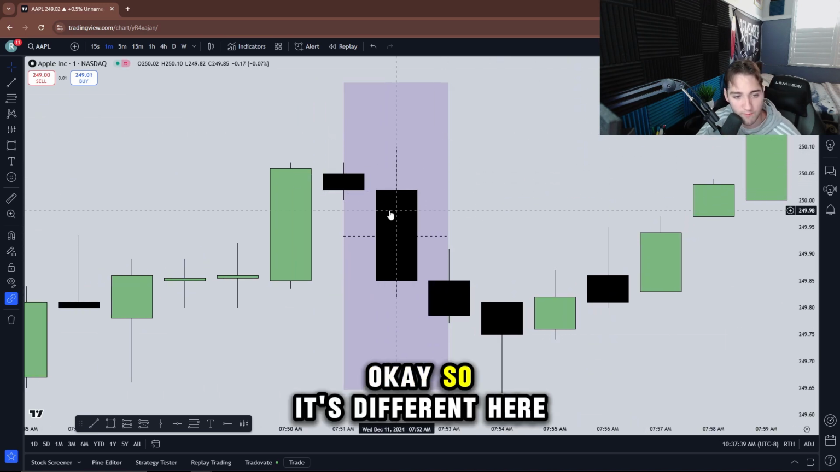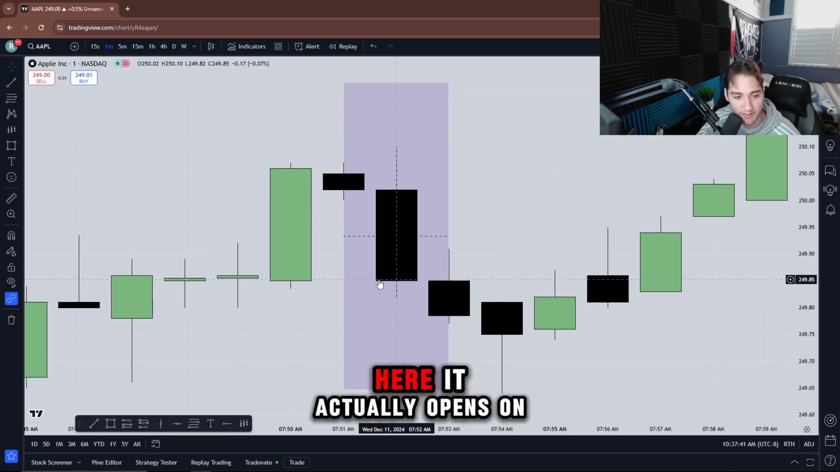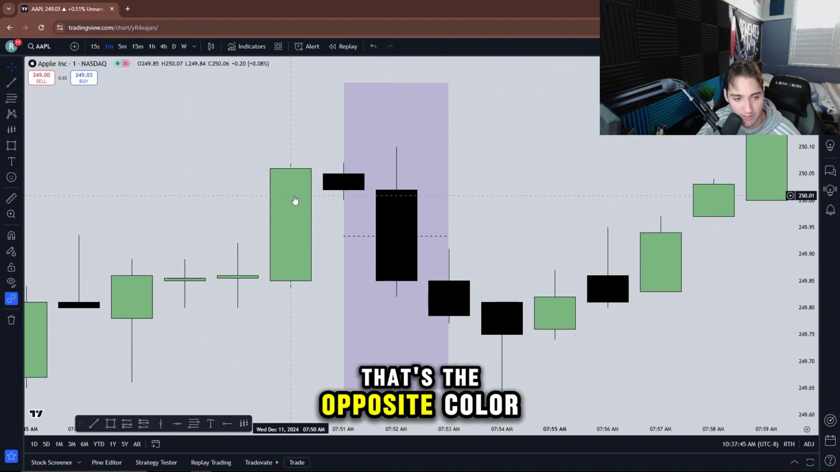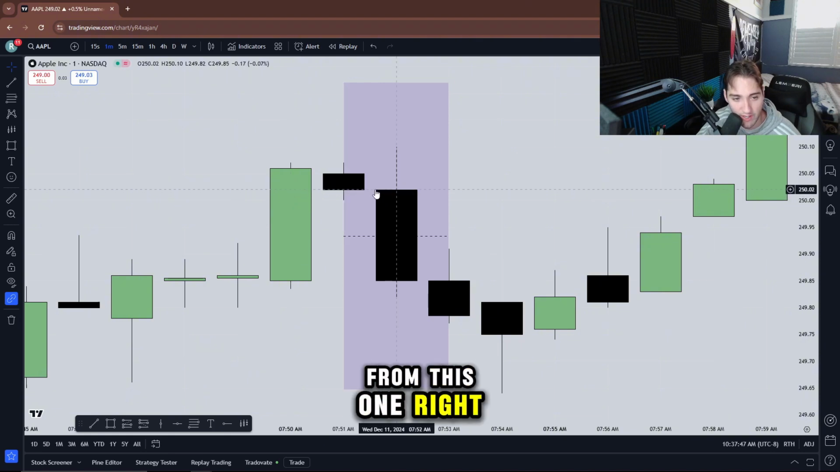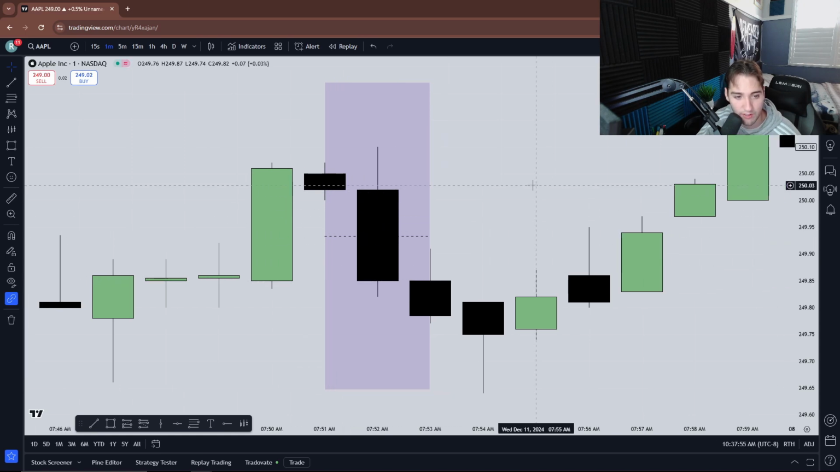Okay, so it's different here. So price isn't open here. It actually opens on the top because it's a candlestick that's the opposite color from this one, right? So price actually opened up here, this line up here, right? And then closed down here, okay? So that's why it made this big body.